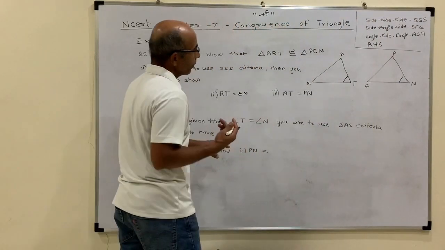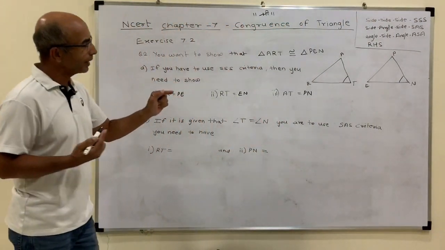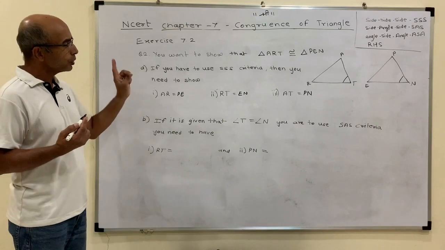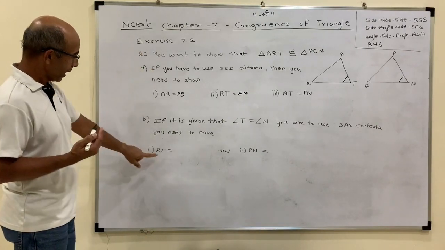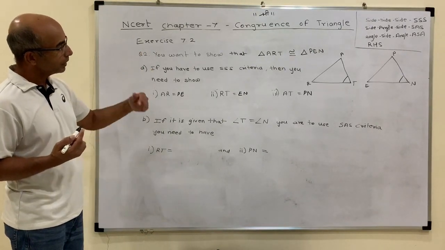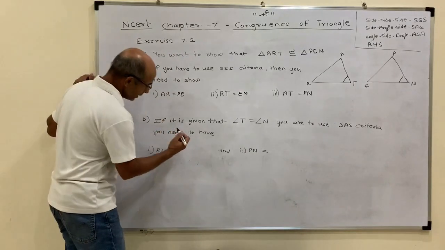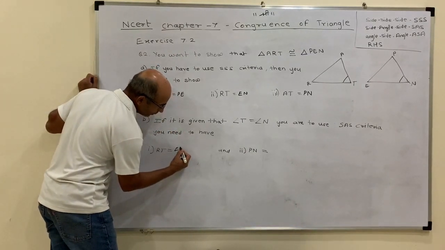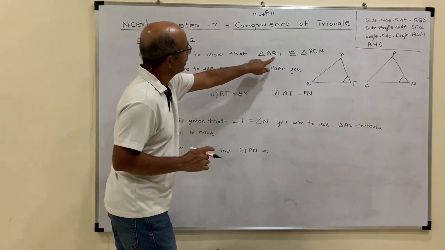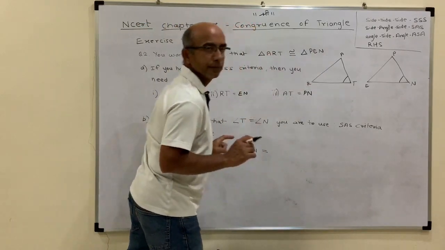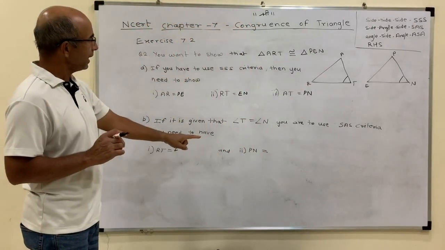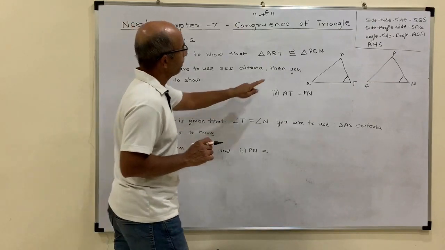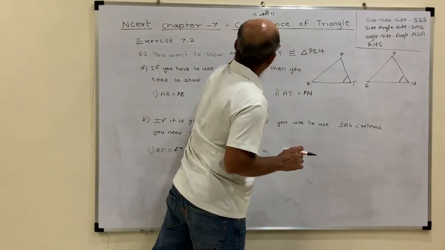So we need to have side angle side. We know the angle, so we need a corresponding side. RT is one side. The corresponding side for RT is EN. RT, EN. Then PN, PNAT.